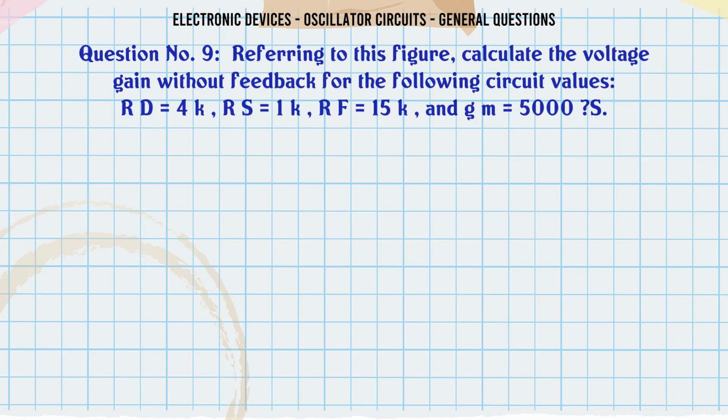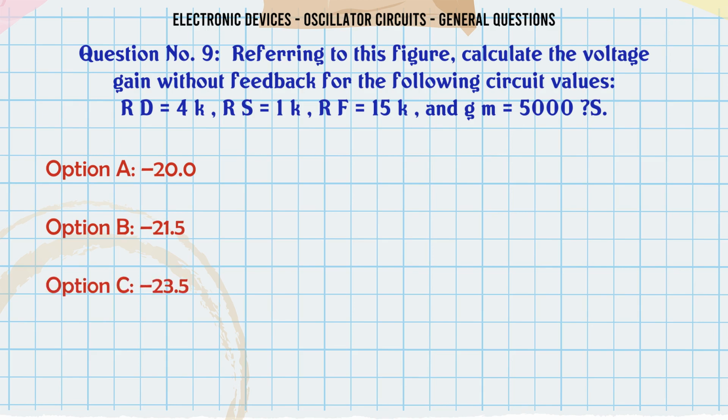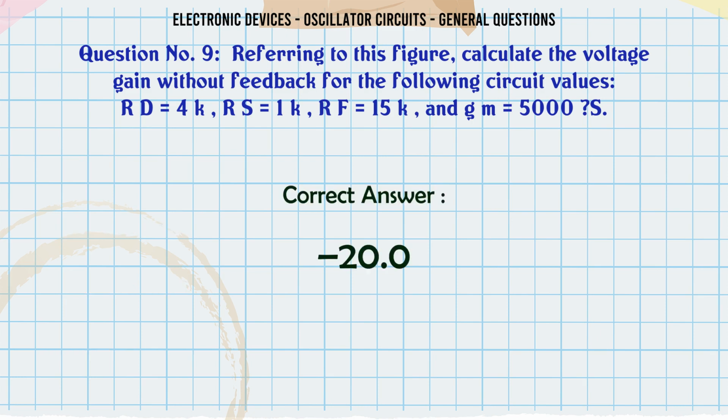Referring to this figure, calculate the voltage gain without feedback for the following circuit values: RD 4k, RS 1k, RF 15k and gm 5000 µS. A: 20.0, B: 21.5, C: 23.5, D: 25.5. The correct answer is 20.0.